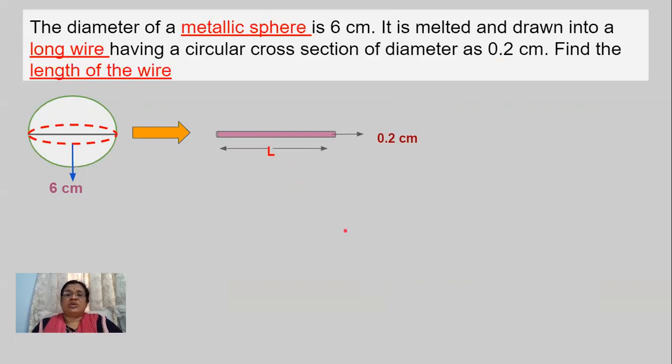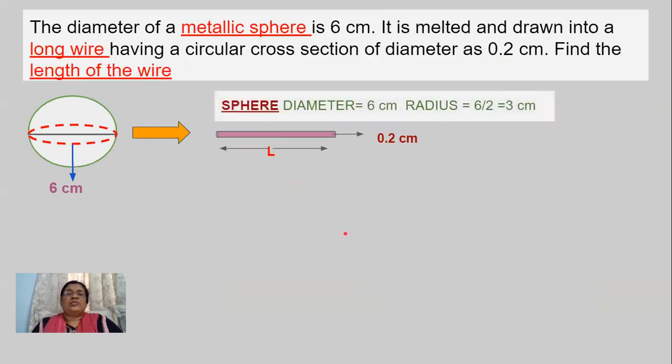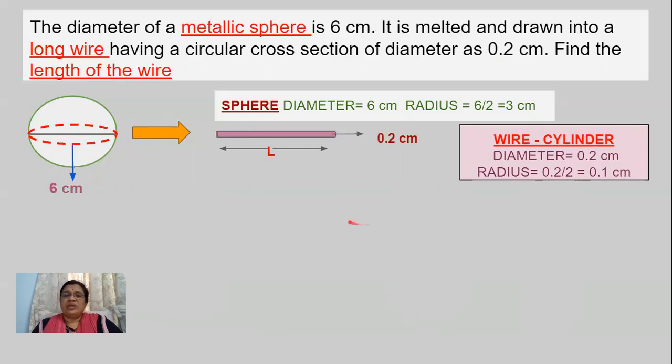So this problem we'll solve now. How can you find out the length of a wire? What are the two solid shapes here that you observe? The one is the sphere. So we'll take them separately. The diameter of the sphere is 6 centimeters and the radius will be 3 centimeters. And the other one: the sphere is changed to form a wire. That wire is in the form of a cylinder. That diameter is also given. How much is it? 0.2 centimeters. When you halve it, the radius will be 0.1 centimeters.